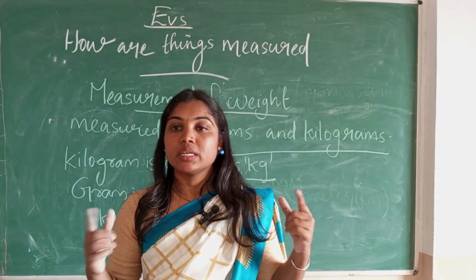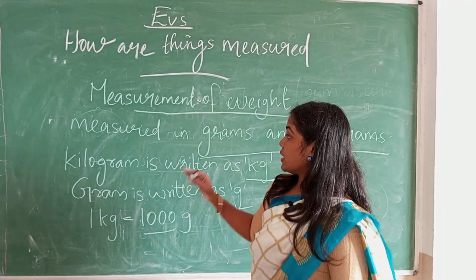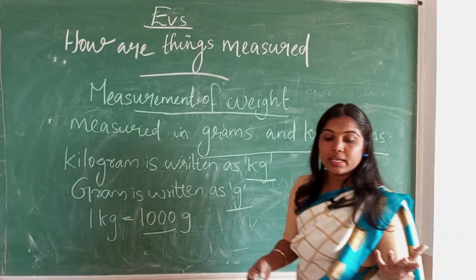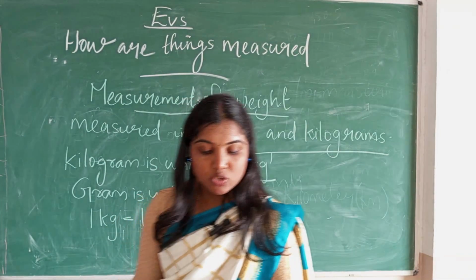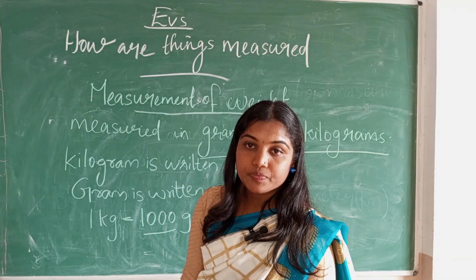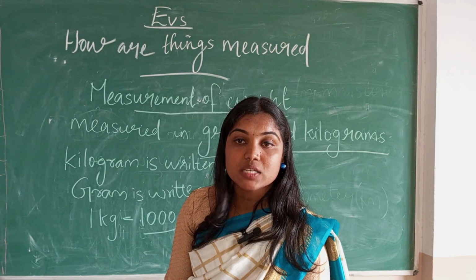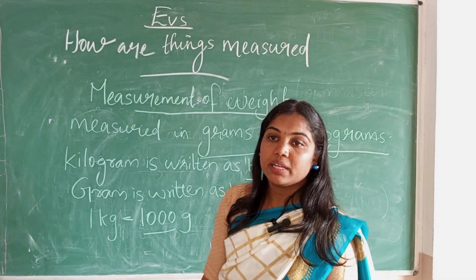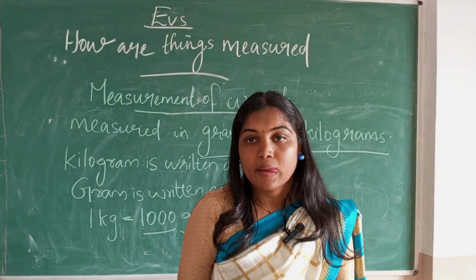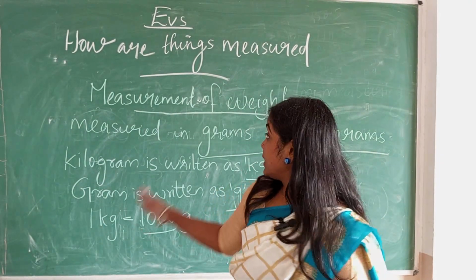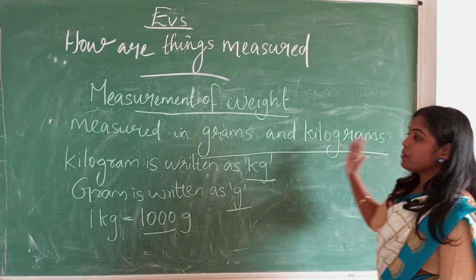Tailors use measuring tape to measure the length of the cloth. And measuring the liquid, how to measure the liquid? Volume. Liter is commonly used as the unit of measuring volume. Liter and milliliter, and 1 liter is equal to 1000 milliliter. Clear? One more measurement is weight. Weight is measured in gram and kilogram.